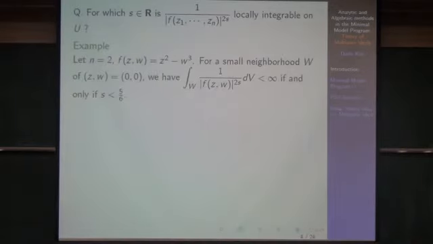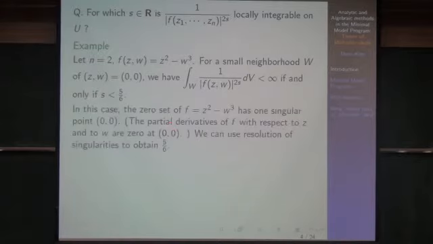Then the picture is different for the case when f has some singular point. So one simple case when f has a singular point is like this, when f is of 2 variables and the function is z squared minus w cubed. So in this case, there's only one singular point of the 0 set of this f, which is the origin. So the partial derivatives of f with respect to z and w are 0 precisely at this one point, which is the origin. And it turns out that this is finite if and only if this number s is less than 5/6.